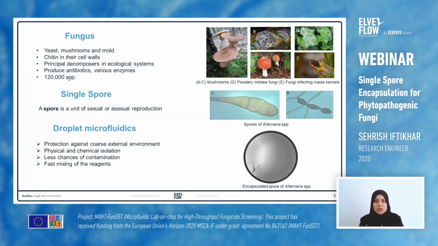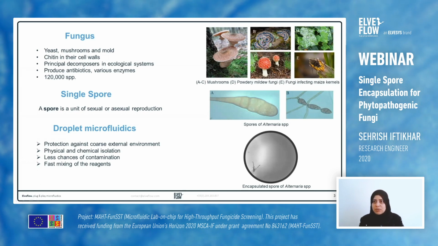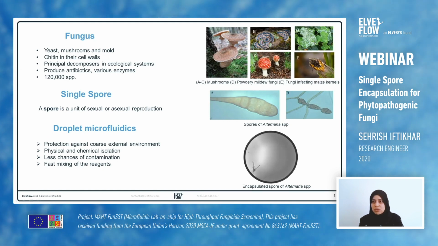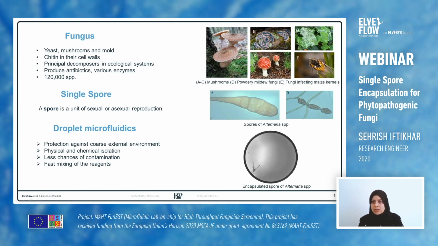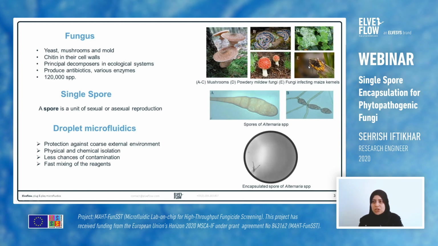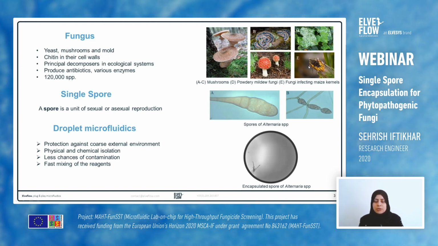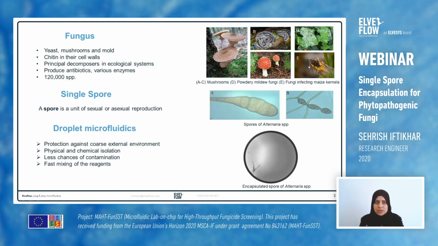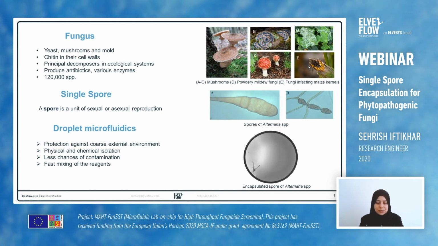And out of these known species, 8,000 are detrimental to the plant. As you can see in figure D and E, it's the infection of the fungi on grape leaves. While in E, the maize kernel is totally infected by the fungi, and as a result, they affect the yield of the plants. So they play an important role not only for the beneficial ones, but also like detrimental effects on the plants. And around 800 species can cause diseases in humans.